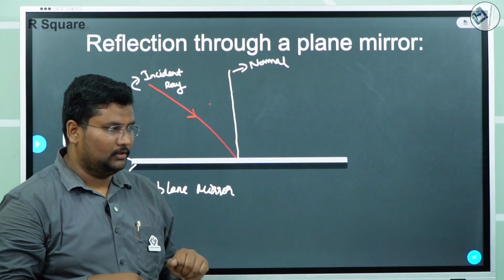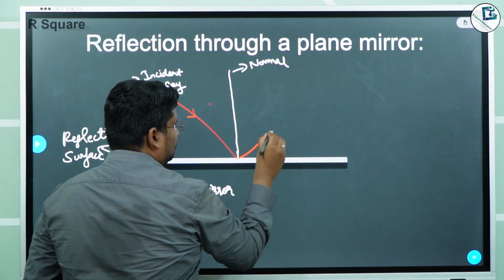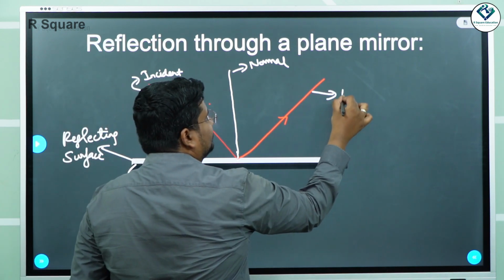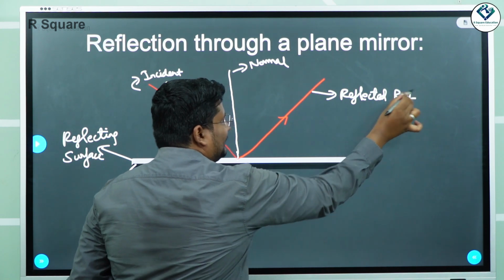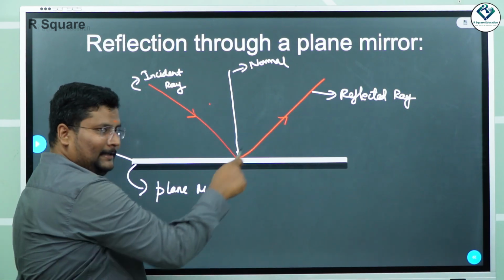Clear? Okay. So what will happen after hitting the surface of the mirror? This is going to be called the reflected ray. Correct? So you can see the arrow marks pointing.